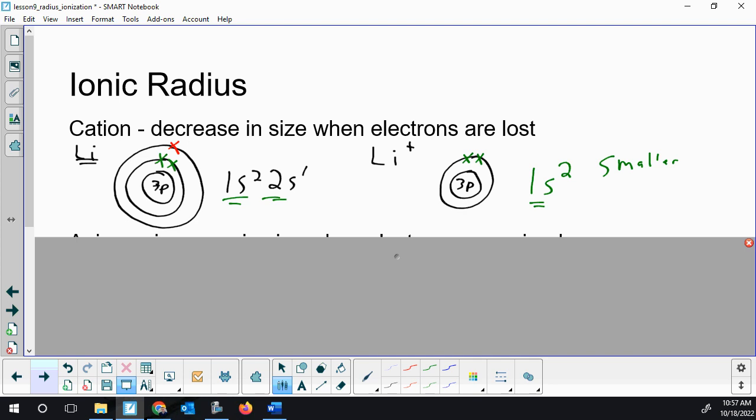And you see this for all of our cations, whether it's lithium plus that empties the second energy level, beryllium 2 plus would also lose all the electrons in its second energy level. Okay. Calcium 2 plus would lose all the electrons in the 4th energy level. So it'd go from 4 energy levels down to 3. So there's always a shrinkage for cations.